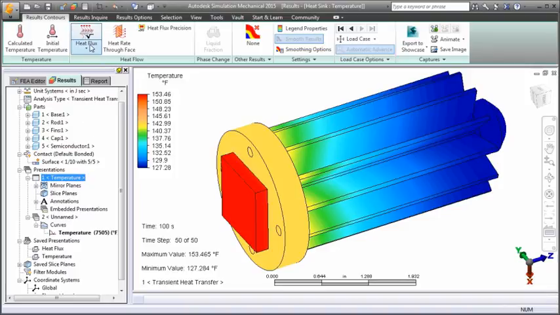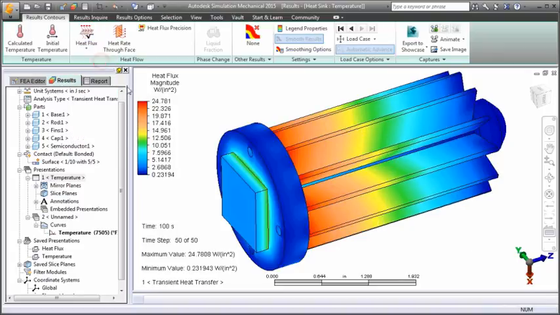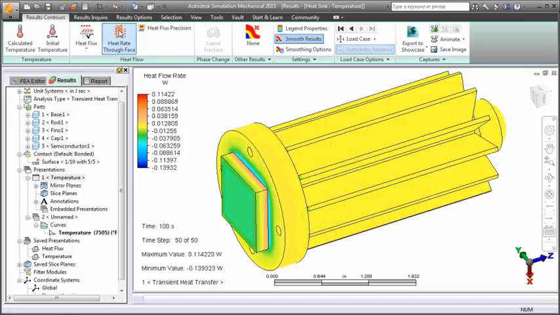You can display the heat flux per unit area. Choose to show the magnitude, a vector plot, or the flux components in global or local axis directions. Finally, you can also view the heat flow rate through the element faces.